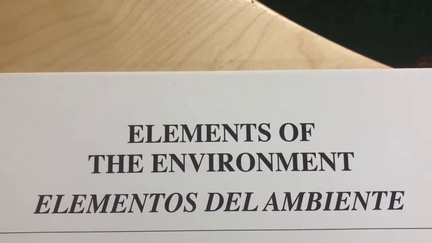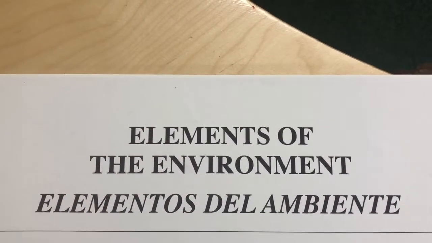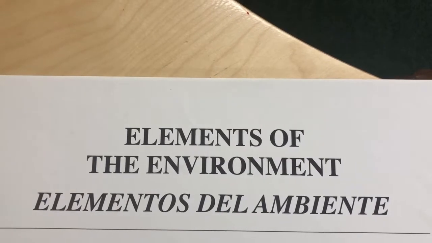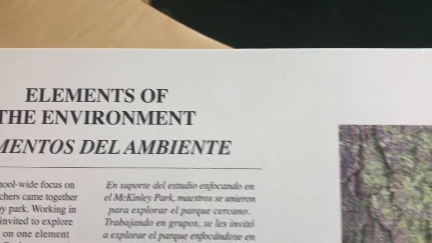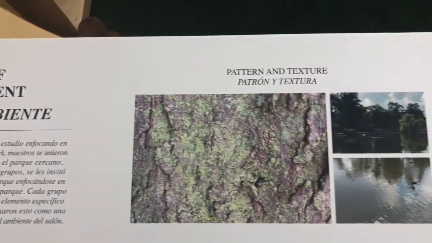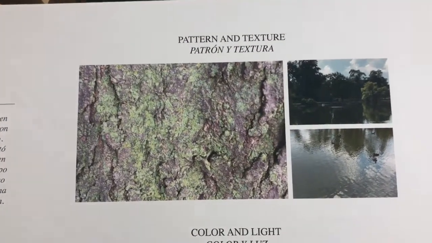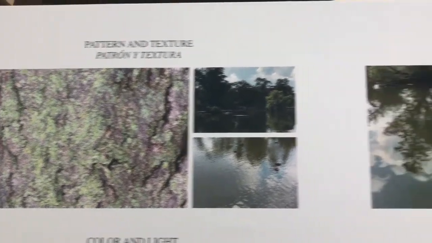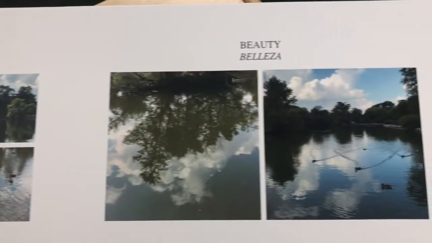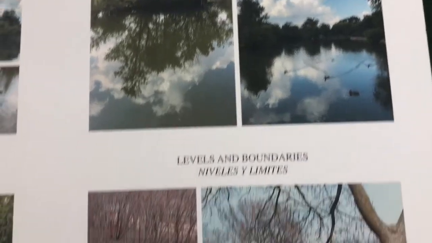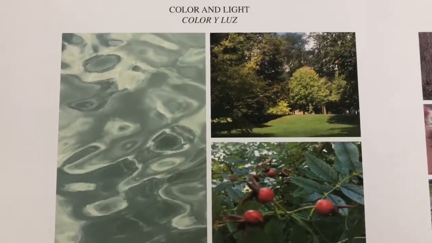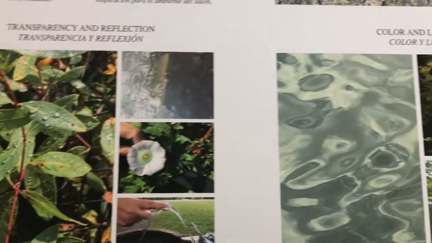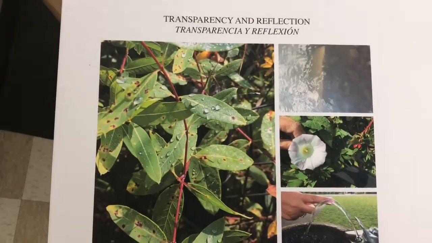On the first day of the school year, teachers went out into the park nearby to look for elements of the environment which they could use to stimulate ideas for their classroom setups. They looked at ideas that involved pattern and texture, beauty, levels and boundaries, color and light, transparency and reflection.